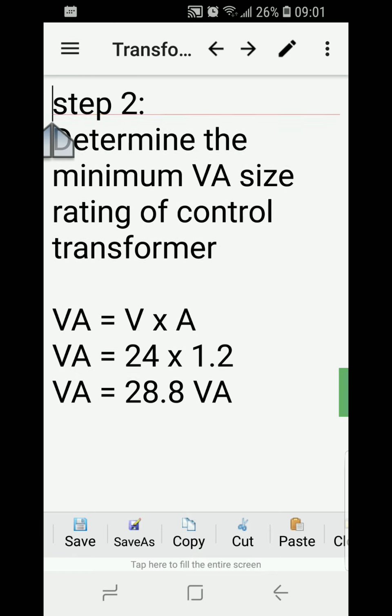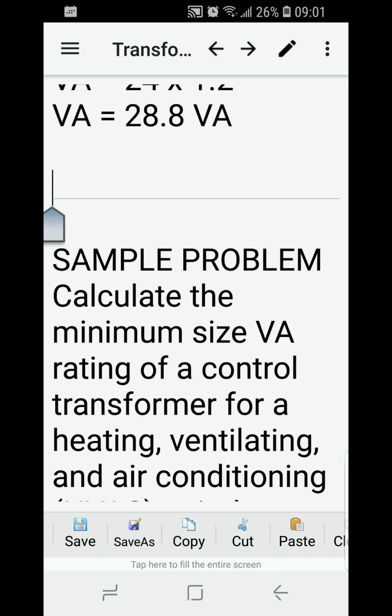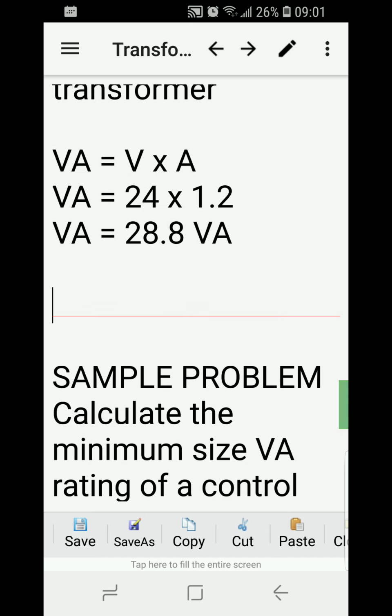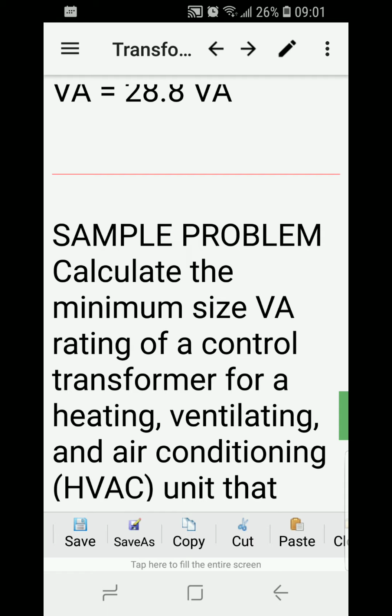So we just multiply 24 times 1.2, which is equal to 28.8 VA. Okay, that's the minimum VA rating size of the control transformer. Then we move on to the third problem.